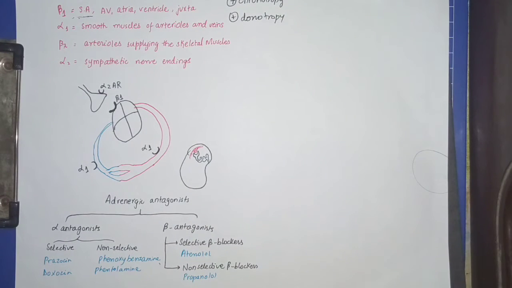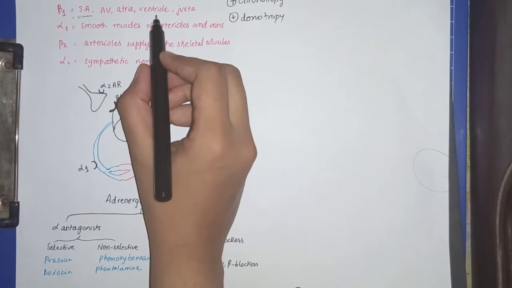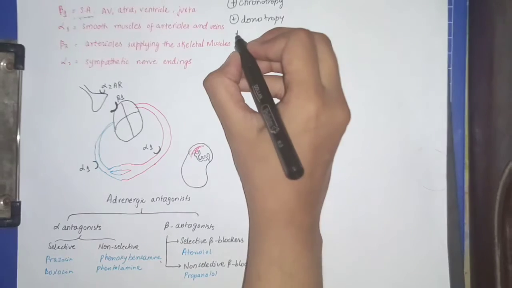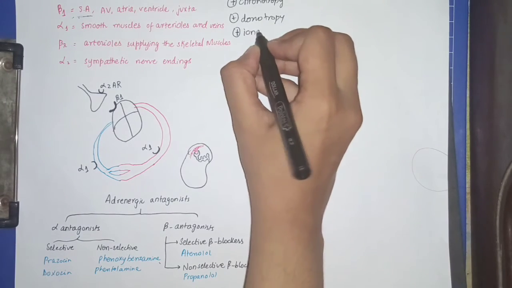And if beta 1 receptors located on your atria and ventricles are stimulated by these sympathetic nerve endings that release norepinephrine, it leads to an increase in contractility of atria and ventricles. This means increased stroke volume, increased cardiac output, and increased systolic blood pressure. This effect of increasing contractility is known as positive inotropy.